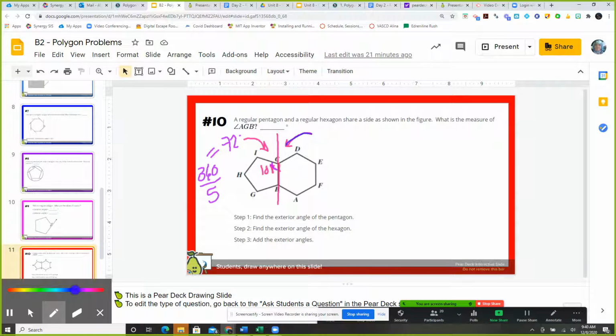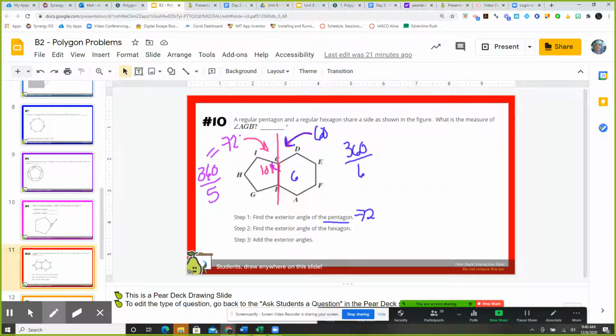What's this one here? 360 divided by 6, right? 360 divided by 6 equals what? 60. So we found the exterior angle of the pentagon, that was 72. We found the exterior angle of the hexagon, that was 60.